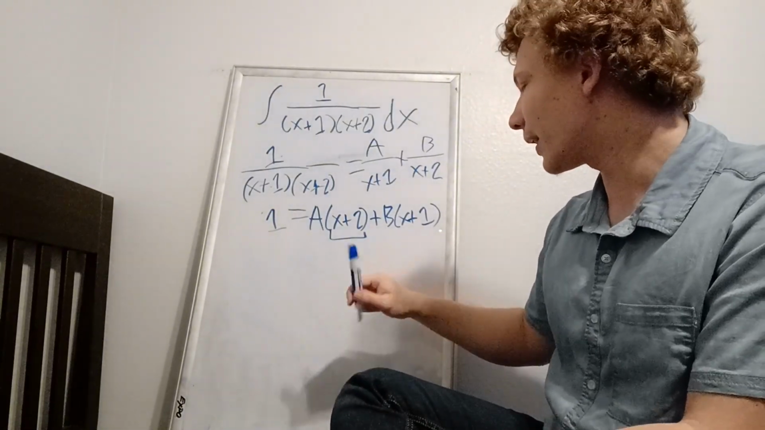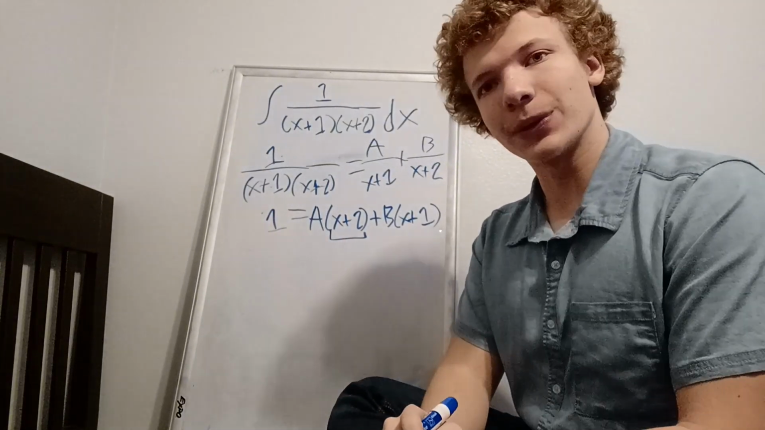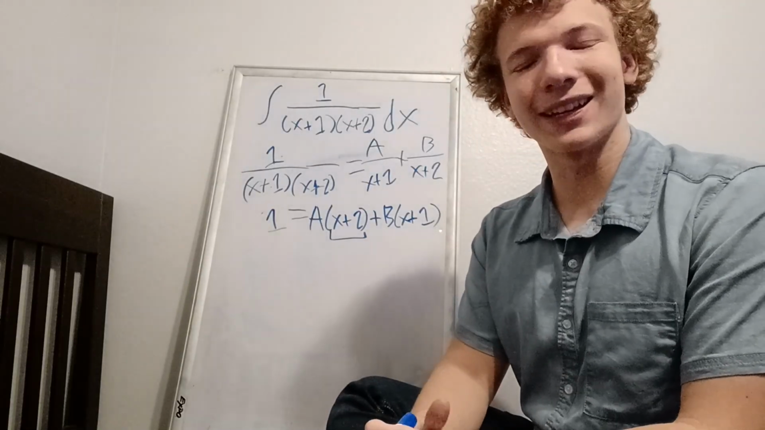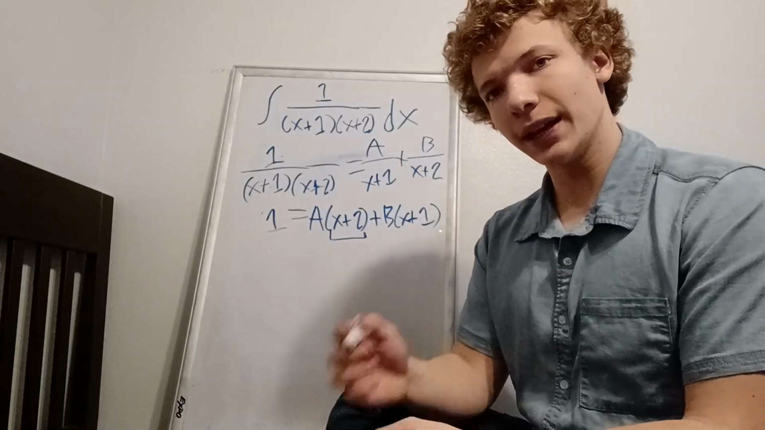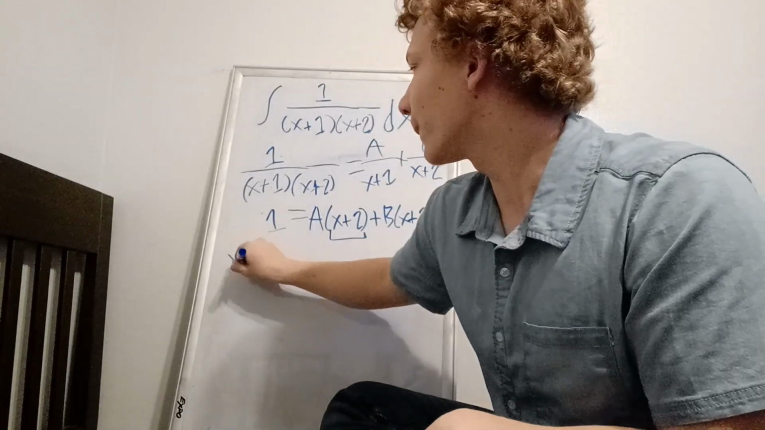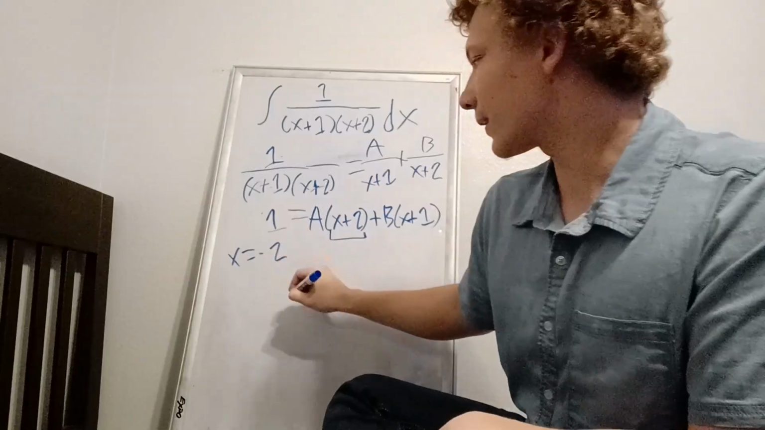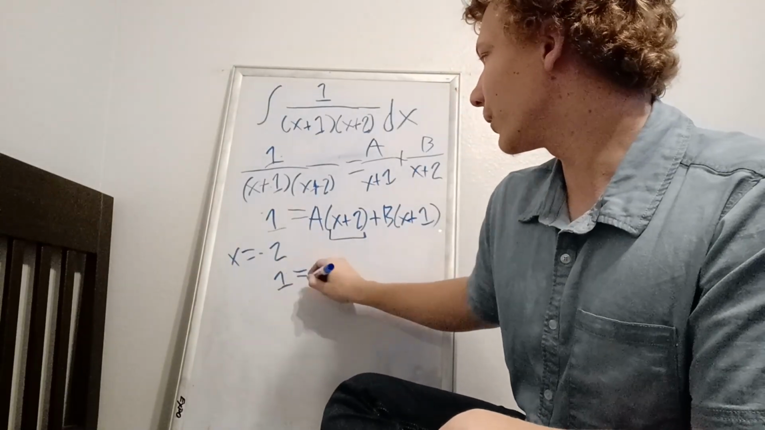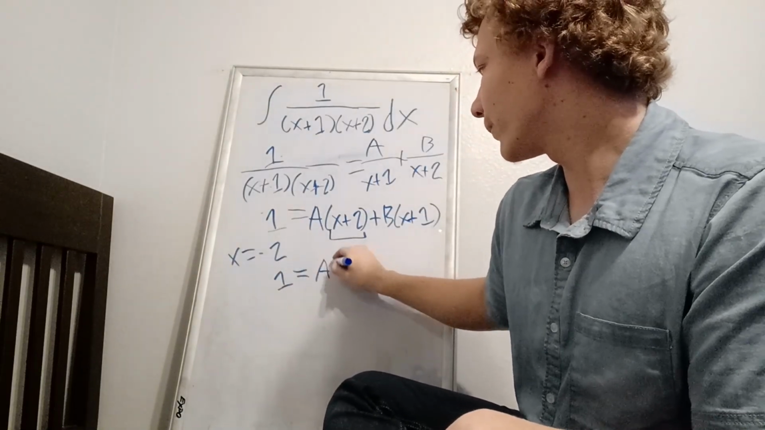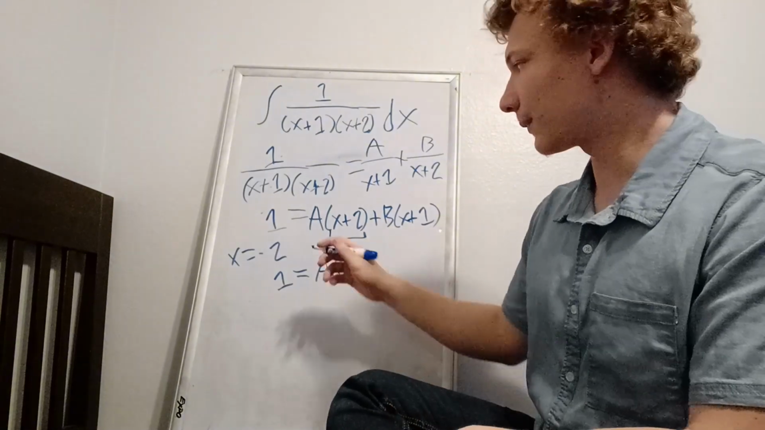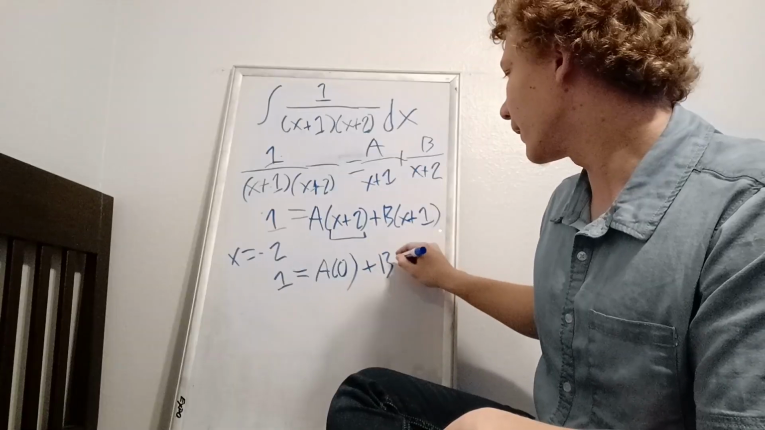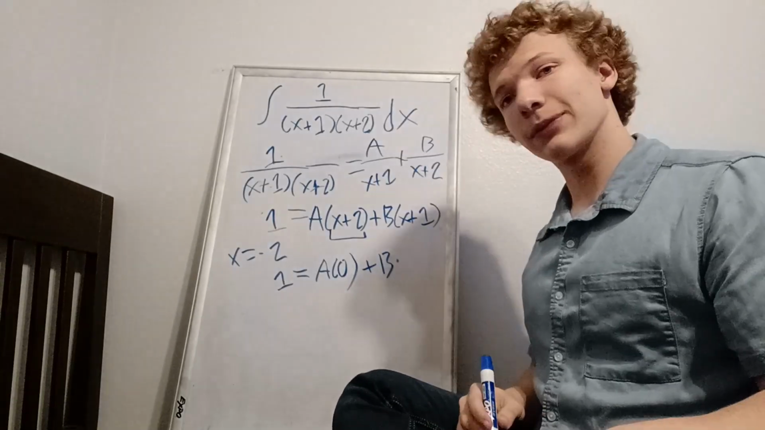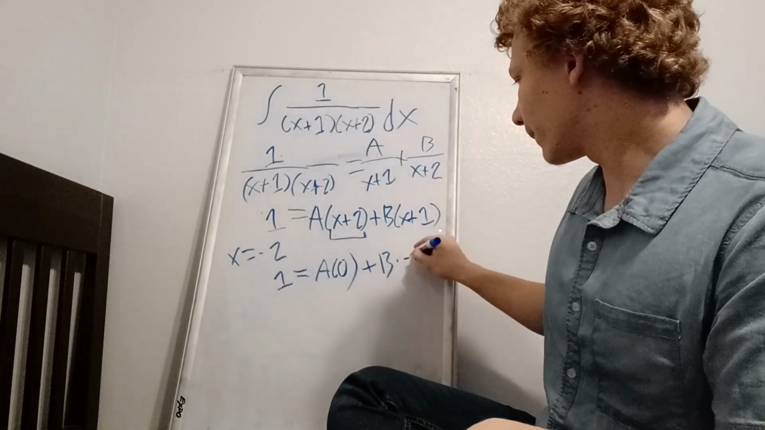Okay, well, how do we do that? x plus 2 is equal to 0. I'm sure if you're taking calculus, you can do that in your head. x is equal to negative 2. So we'll set x equal to negative 2 and see how that affects our equation. We get 1 equals a times 0, since negative 2 plus 2 is just going to be 0, plus b times, well, negative 2 plus 1 is just negative 1.